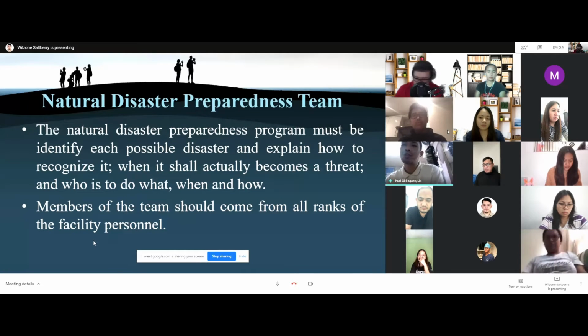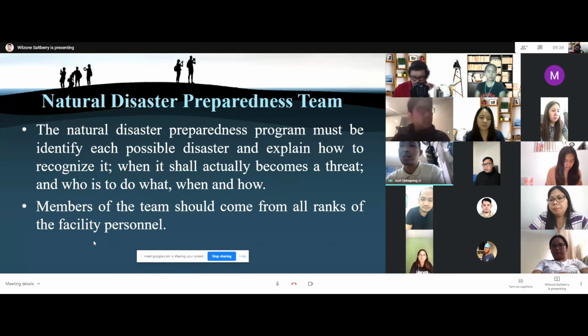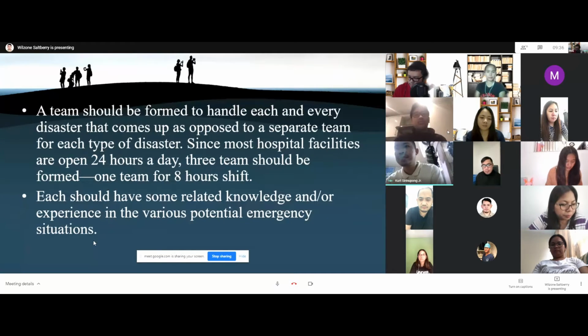Natural Disaster Preparedness Team. The Natural Disaster Preparedness Program must identify each possible disaster and explain how to recognize it, when it shall actually become a threat, and who is to do what, when, and how. Members of the team should come from all ranks of the facility personnel. A team should be formed to handle each and every disaster that comes up as opposed to a separate team for each type of disaster.